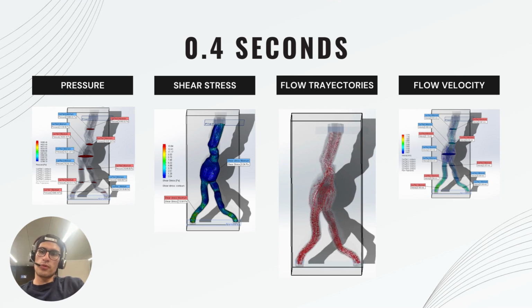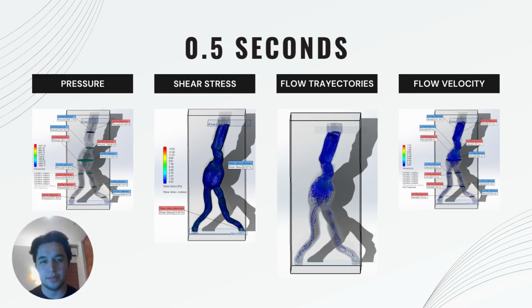At 0.4 seconds, the pressure will be very similar. The shear stress will have changes, having much lower values. The flow trajectories will increase in volume of the fluid. The velocity will decrease, so we can infer that the fluid is stabilizing.